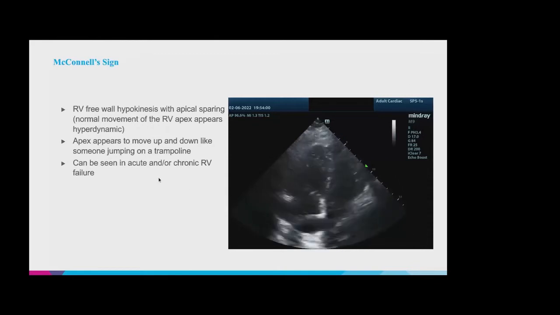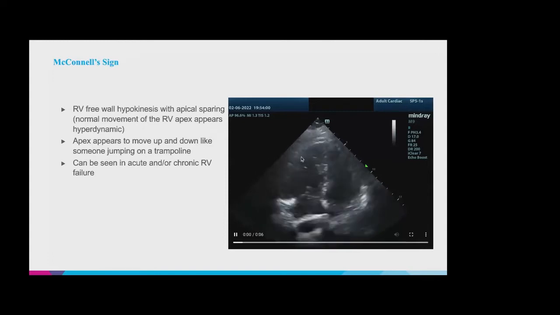And what is McConnell sign? So McConnell sign is defined as RV free wall hypokinesis. So the lateral aspect of the right ventricle is not moving well, with relative apical sparing. So what you get is the appearance that the RV apex is moving more than the rest of the heart, but the RV apex is actually moving normally. It's just that the rest of the right ventricle is not moving. And so really what you see is the apex moving up and down, almost as if someone's jumping on a trampoline. So if you can just imagine someone standing on the apex here, going in and out.